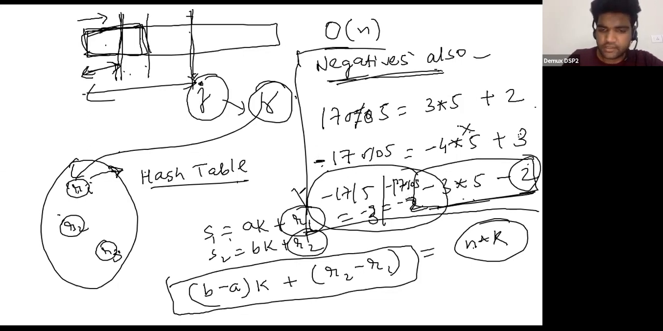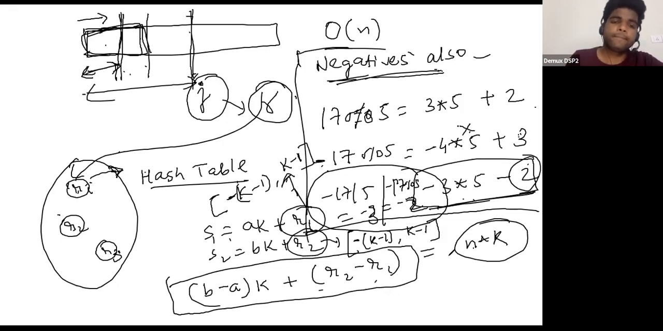So the issue is now the ranges have changed. Now R1 can basically take a value from minus k minus 1 to k minus 1, right? And R2 can also take this range. So now there are more solutions to this equation. We said R2 is equal to R1 only when the ranges of R1 and R2 were 0 to k minus 1. Now the range is from minus k minus 1 to k minus 1.